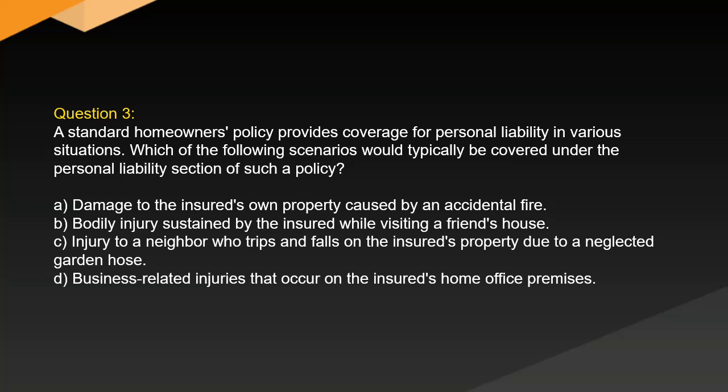Question 3. A standard homeowner's policy provides coverage for personal liability in various situations. Which of the following scenarios would typically be covered under the personal liability section of such a policy? A. Damage to the insured's own property caused by an accidental fire. B. Bodily injury sustained by the insured while visiting a friend's house. C. Injury to a neighbor who trips and falls on the insured's property due to a neglected garden hose. D. Business-related injuries that occur on the insured's home office premises.